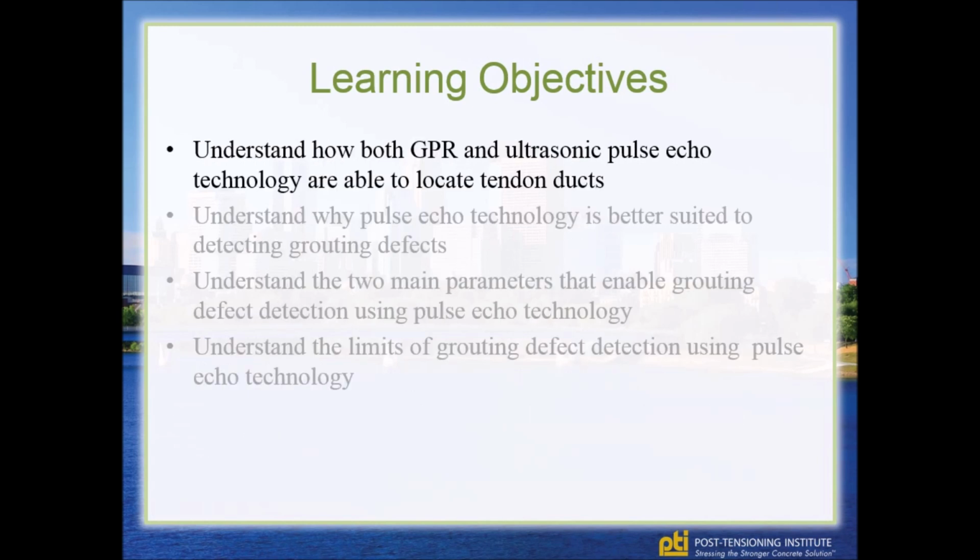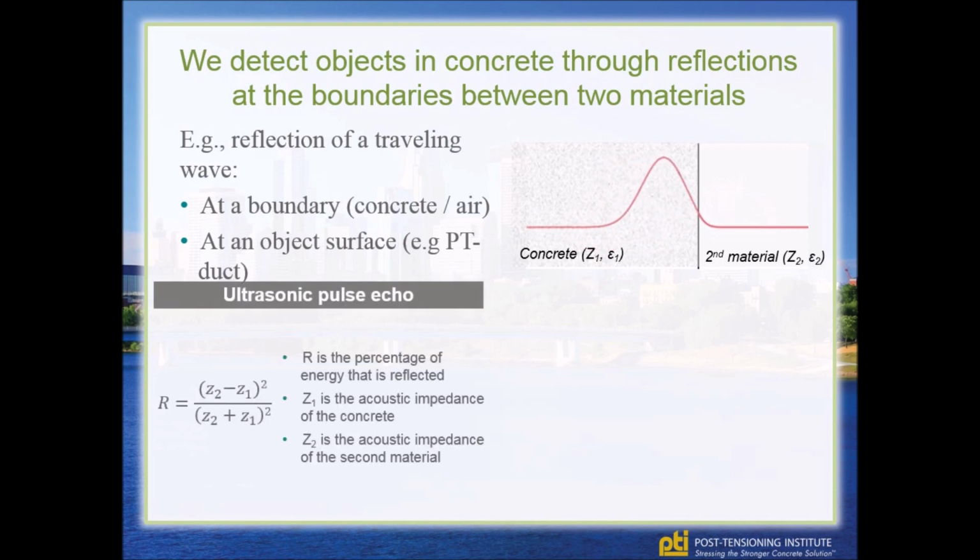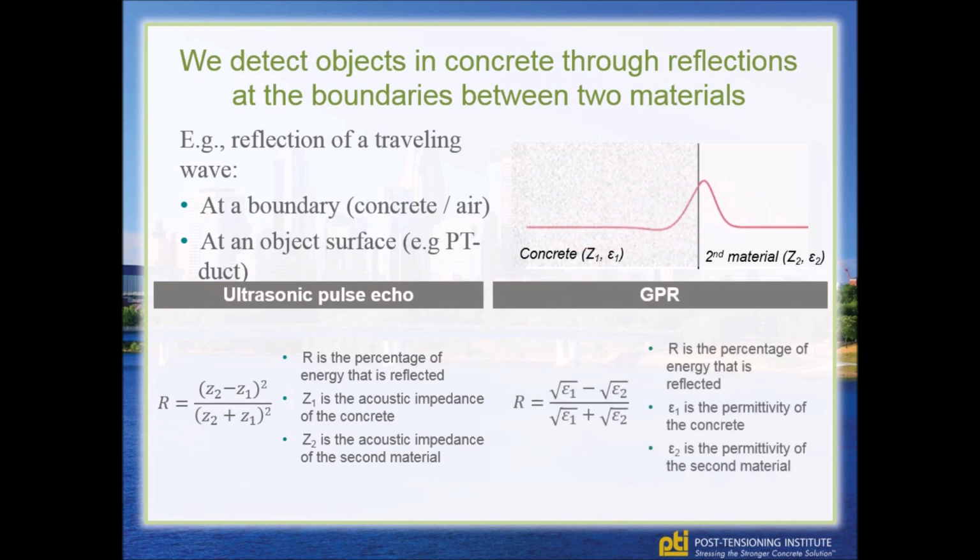So looking at the first point, which is GPR and pulse echo and how they can detect grouting defects. We detect objects in concrete because we get a reflection at boundaries between two materials. In the case of pulse echo, the amount of energy that's reflected depends on the acoustic impedance of each material. It's a similar case for GPR, but then it's dependent on the permittivity of the concrete and the permittivity of the second material. And there are simple equations to calculate the amount of energy that's reflected.